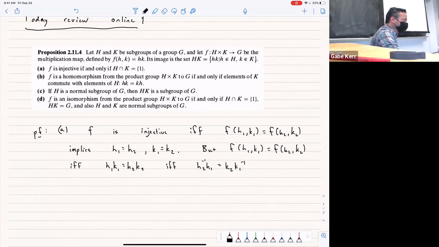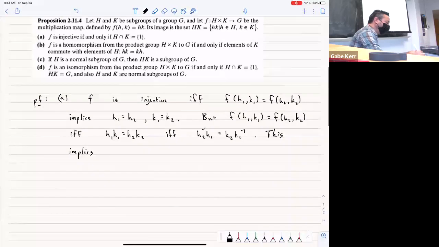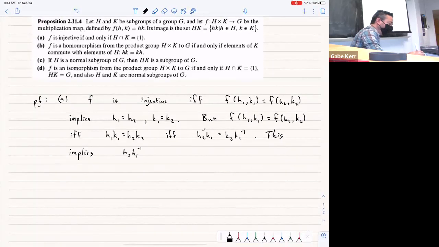Okay, so this implies H2 inverse H1, I'm just going to write it again, equals K2 K1 inverse, is an element of H intersect K. Implies is equivalent to, because I wrote the equal sign. Sorry, that's bad.